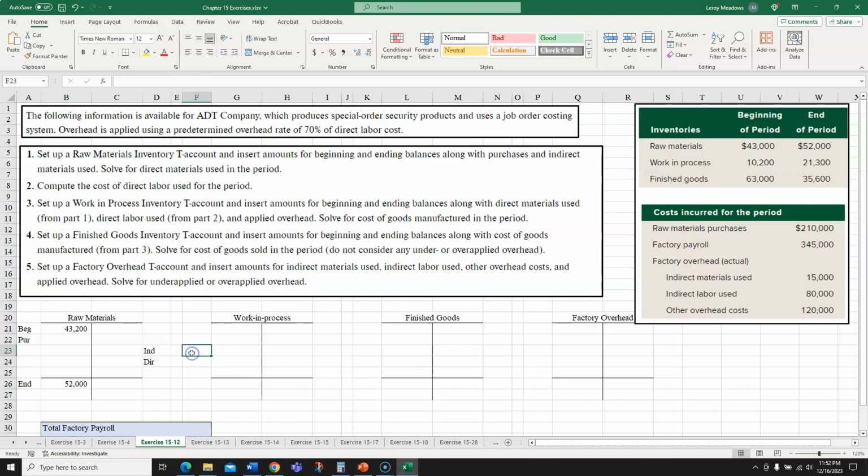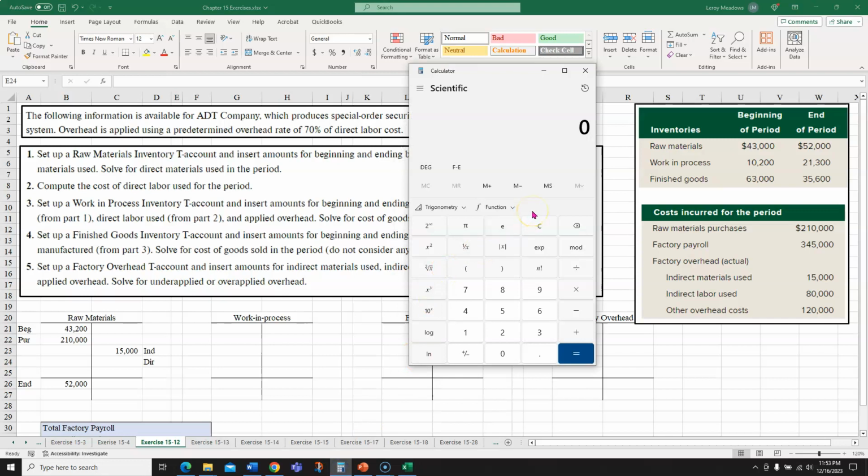Okay. Then costs incurred for the period. Raw material purchases, 210,000. So I'm going to put that here with purchases. And then we had indirect materials used of $15,000. Now I'm asked for the cost of direct materials used. So what I'm going to do here is take my beginning balance in raw materials, 43,000, and actually it should be 43,000, not 43,200.